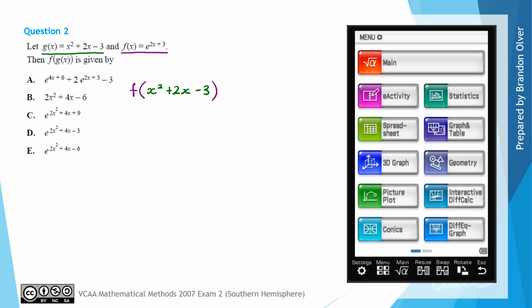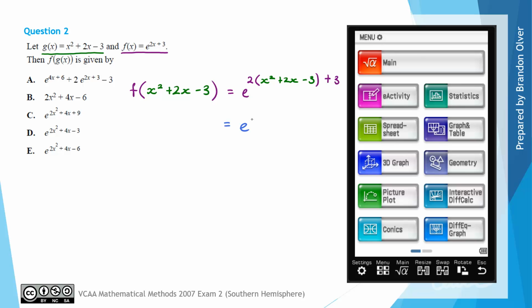And then that is going to equal e to the power of 2x, which we just worked out, replacing x with x squared plus 2x minus 3. And then in that same power, we'd still have a plus 3 at the end. And now that doesn't quite look like any of the options. So what we'd want to do is just expand out that bracket.